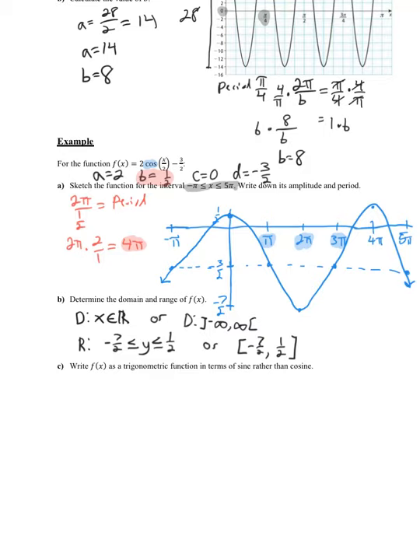The last part here is write f of x as a trigonometric function in terms of sine rather than cosine. All right, so that means we're going to need to do some type of phase shift here. So I can see where the midline is. We're going to keep that exact same midline value. So it's going to be -3/2. Let's say -3/2 there. And then we're going to have the same amplitude. And we're going to have the same b value of 1/2.